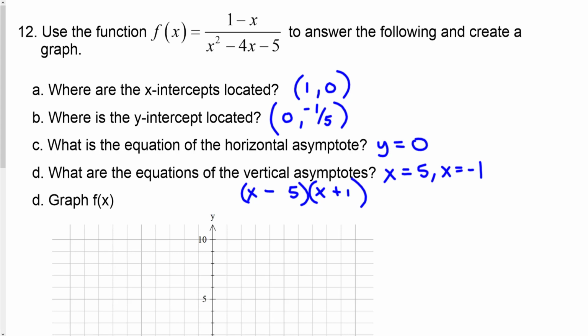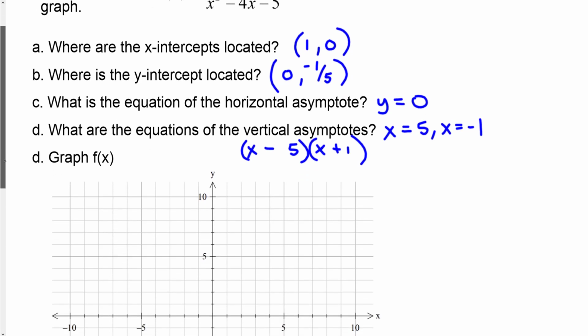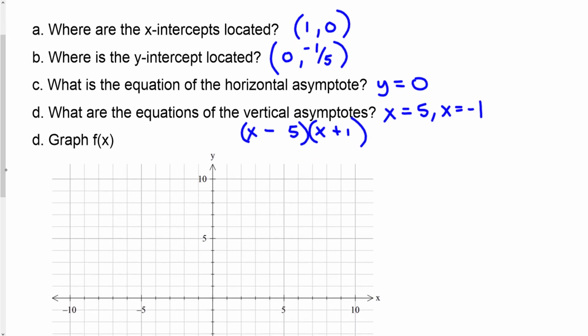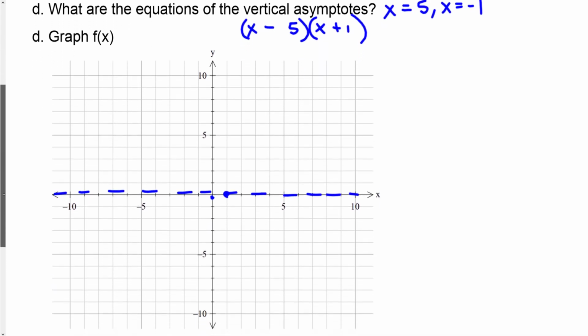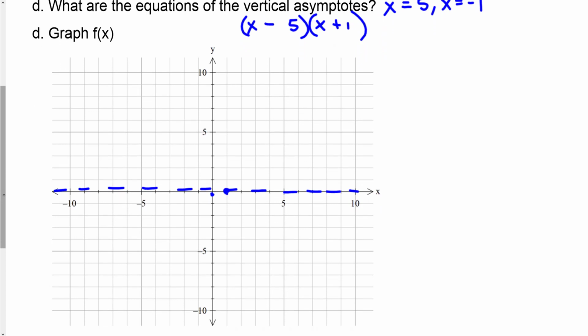So let's start putting some of this onto the graph to get started. (1, 0) is the location of an x-intercept. (0, negative 1/5) is the location of the y-intercept. We have a horizontal asymptote at y equals 0, and my vertical asymptotes at x equals 5 and x equals -1.